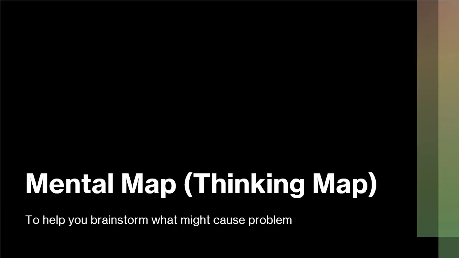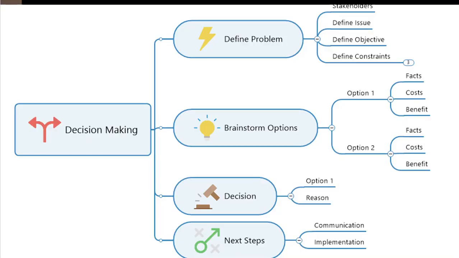Okay, next one is mental map, sometimes called thinking map. So thinking map or mental map is to help you brainstorm what might cause problem. For example, decision making, you have one problem to be solved. Then you start with the decision making, and then you create a few branches from the main idea of decision making.